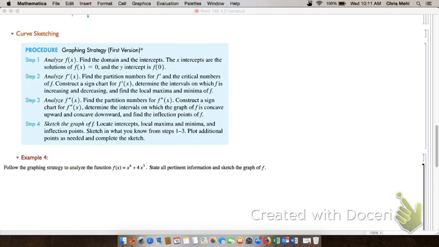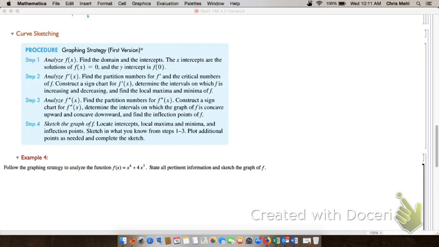And then step 3 would be analyzing the second derivative. You find the partition numbers for the second derivative. Again, construct a sign chart, pick some test values on those intervals. That allows you to determine the intervals on which you're concave up and concave down, and also allows you to find the inflection points.